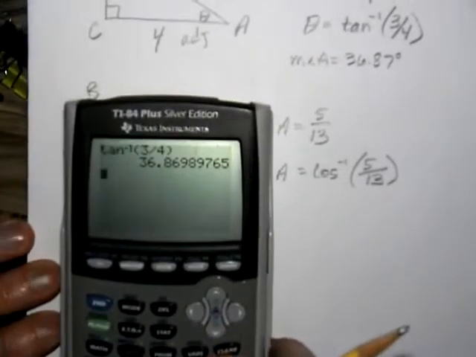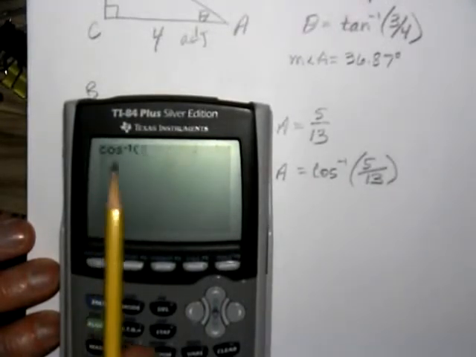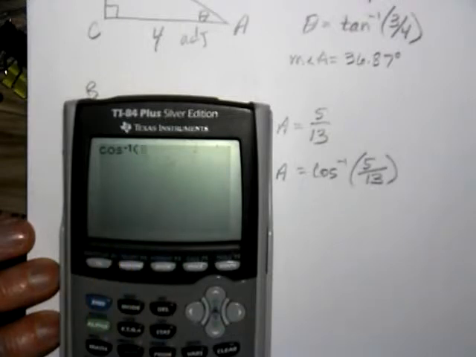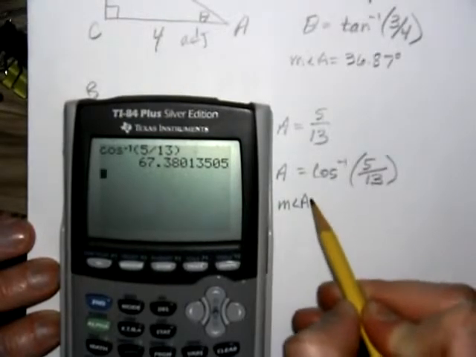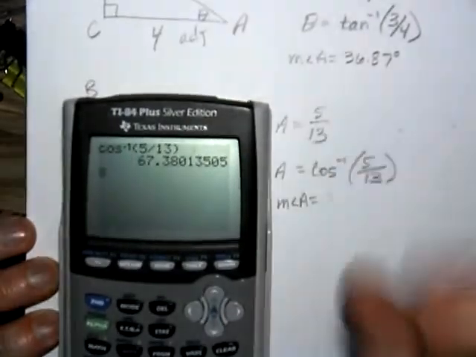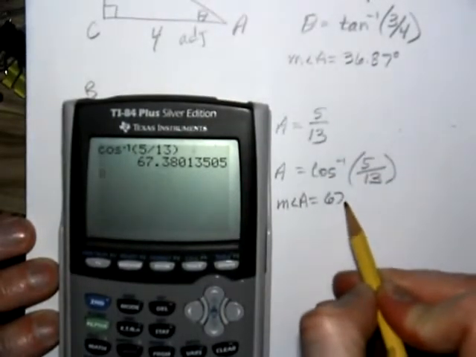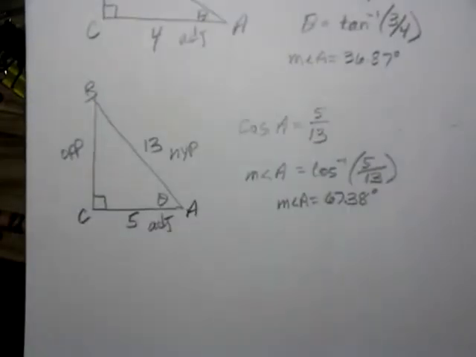We take our calculator. Be sure you're in degree mode. Cosine inverse, you got to be sure it says -1. 5 divided by 13. That gives us 67.38. So the measurement of angle A equals 67.38 degrees. If you know two sides of your right triangle, you can calculate the angle by doing the inverse.